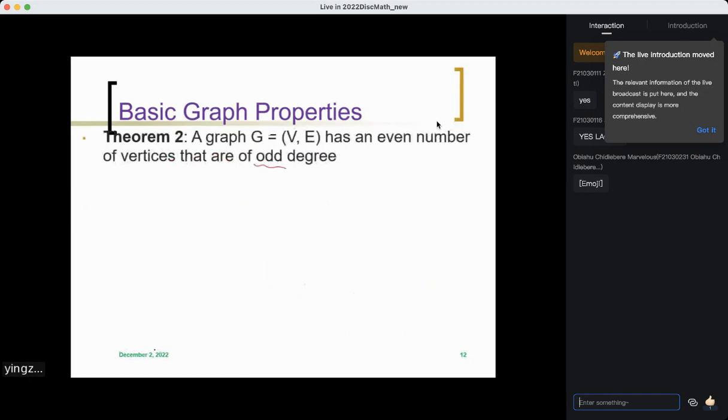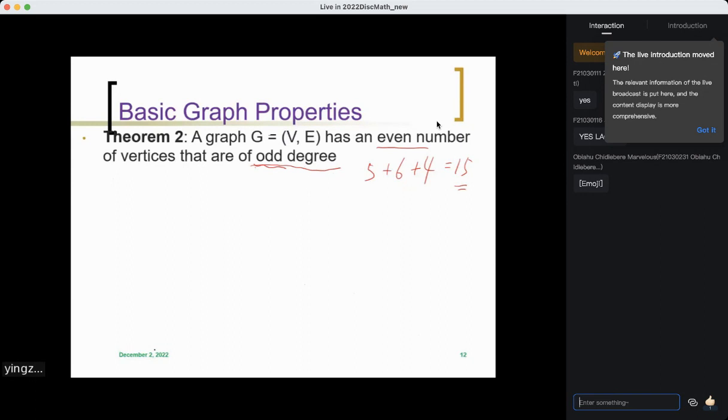So just from theorem 1 or rule 1, we know that all degrees should be even numbers. So for the odd ones, for example, if you have only one vertex with odd degree, say 5, and all the others are even, then altogether the sum is 15.